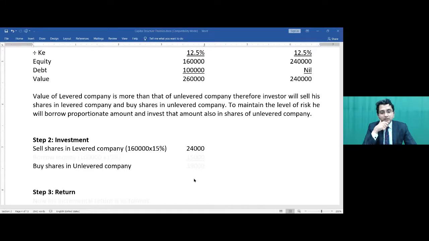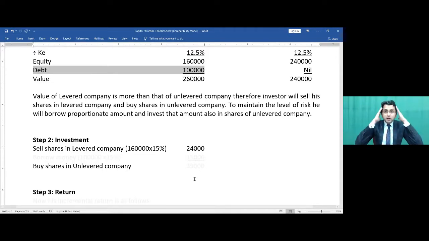If you put them in a risk-free situation, they will feel uncomfortable. And vice versa. Some people don't love to take risk. If you push them to take risk, they will become uncomfortable. So this investor who is shifting from the levered firm to the unlevered firm would like to maintain his level of leverage. Look, the existing company has borrowed a sum of 1 lakh rupees.